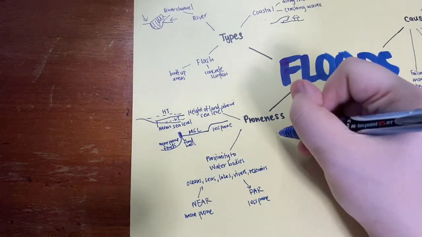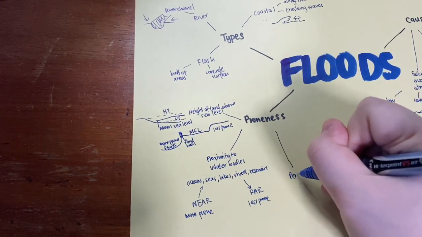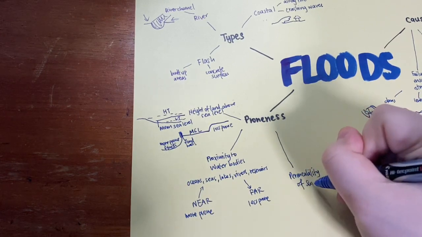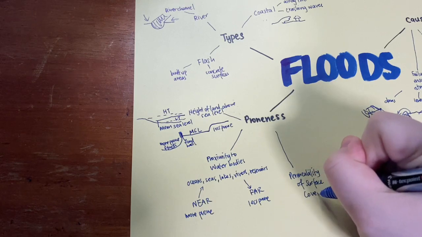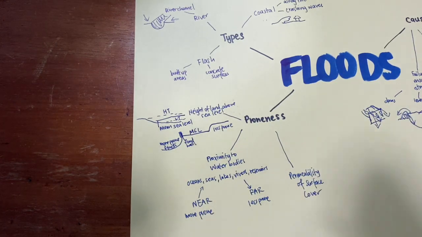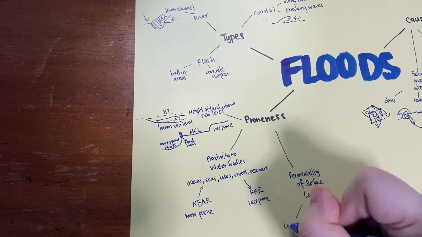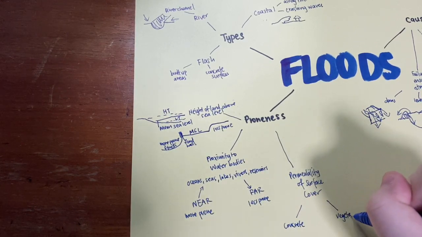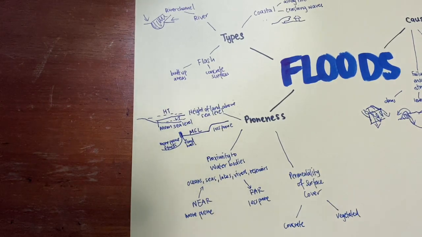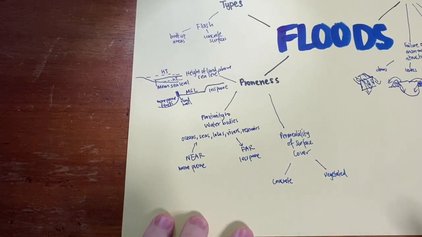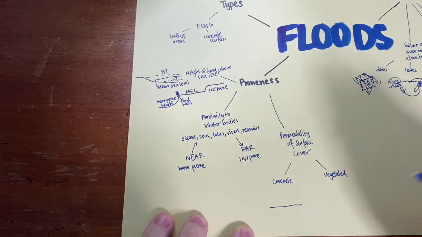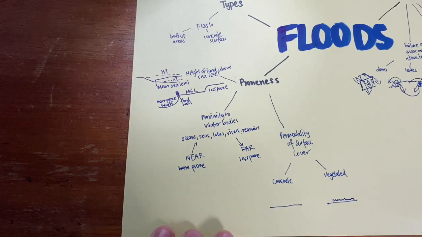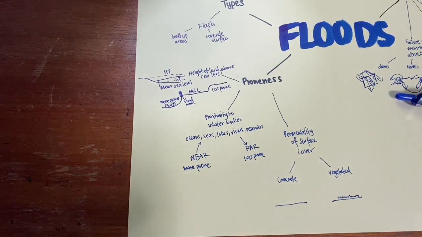Now, the next one that we're gonna look at is permeability of surface cover. And we are just looking at two types of cover: concrete versus vegetated. So concrete, vegetated. Now, just gonna use a thicker marker.